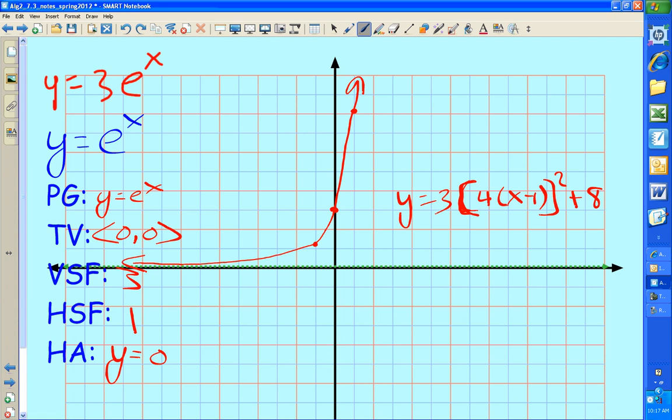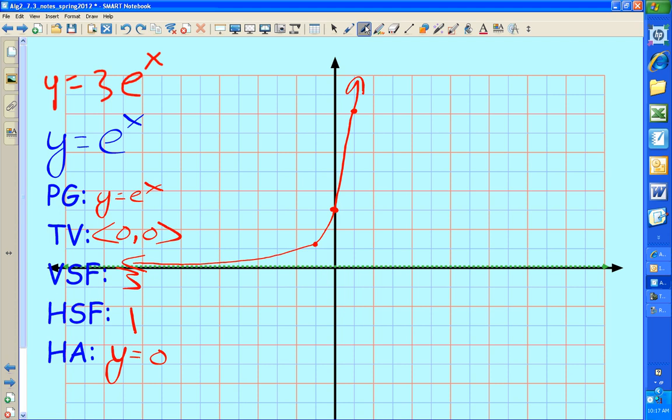In the parent graph, we go right 1 up e. That's right here. We have a vertical stretch factor of 3, so we're going to go right 1 up 3e. What's 3e equal? That's for your calculator to figure out. And same thing on the left, 1 up 1 over e becomes up 3 over e. But you have to find those decimals on a calculator, unless you want to memorize them. Not the way to go.